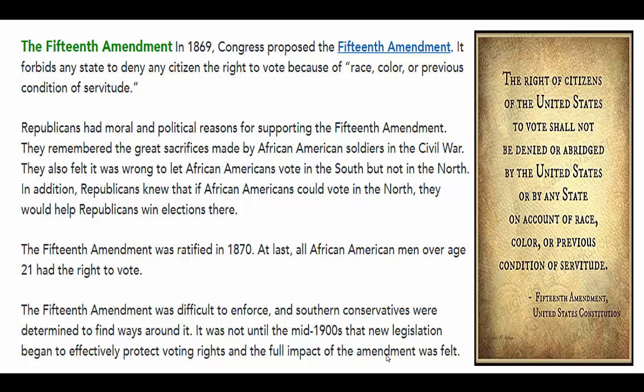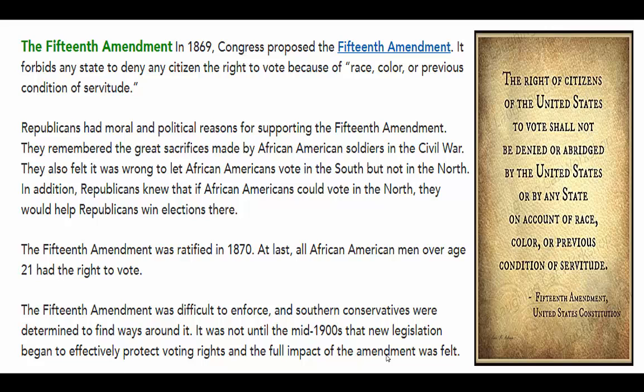Republicans had moral and political reasons for supporting the 15th Amendment. They remembered the great sacrifices made by African American soldiers in the Civil War. They also felt it was wrong to let African Americans vote in the South, but not in the North. In addition, Republicans knew that if African Americans could vote in the North, they would help Republicans win elections there. The 15th Amendment was ratified in 1870. At last, all African American men over age 21 had the right to vote. The 15th Amendment was difficult to enforce, and Southern conservatives were determined to find ways around it. It was not until the mid-1900s that new legislation began to effectively protect voting rights, and the full impact of the amendment was felt.